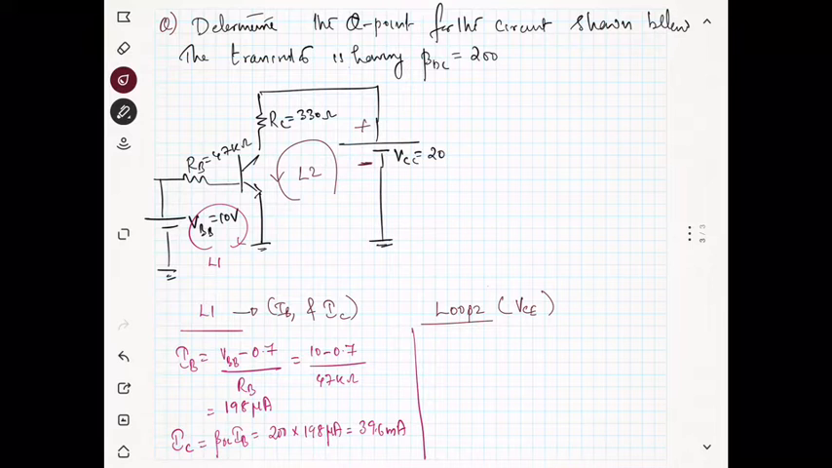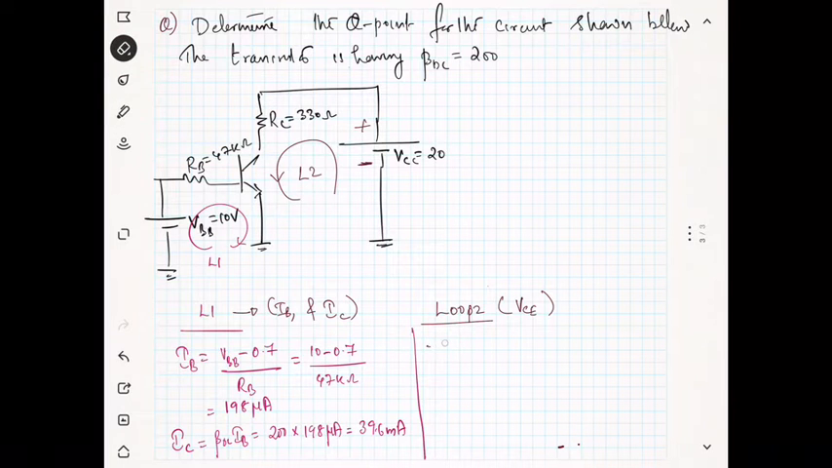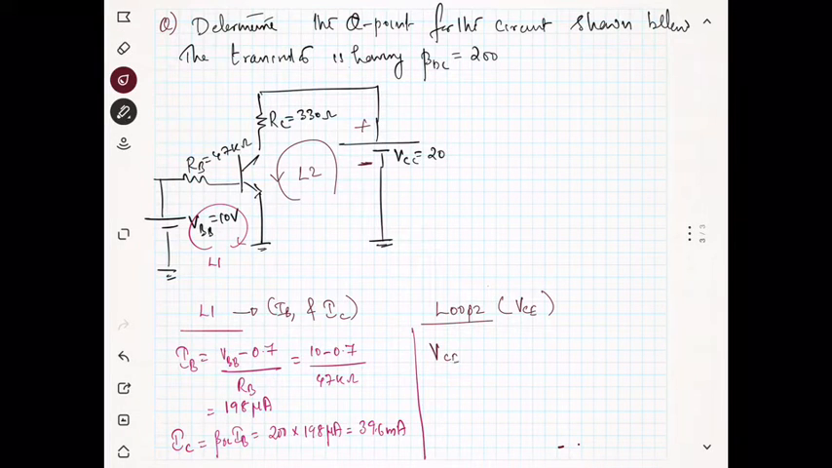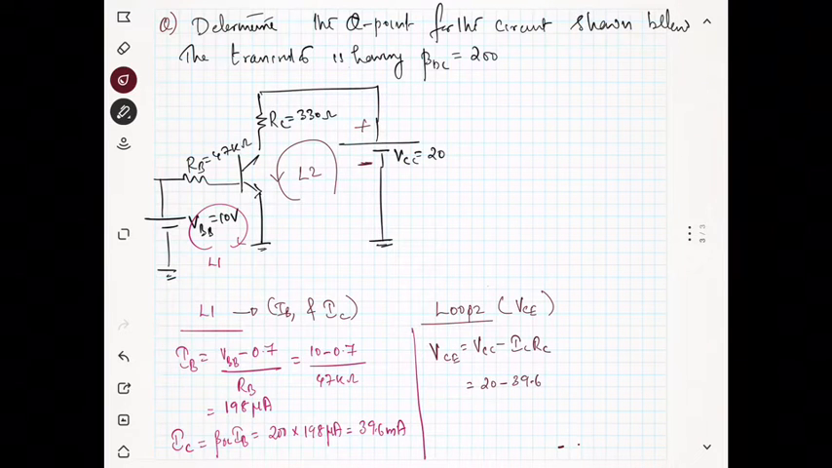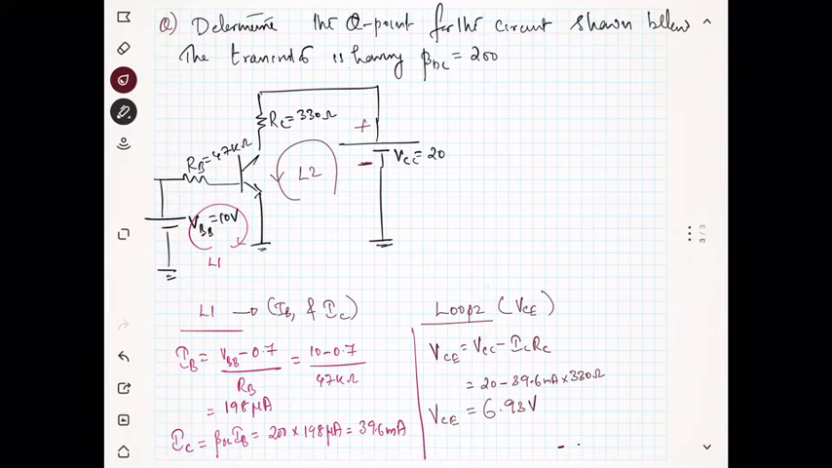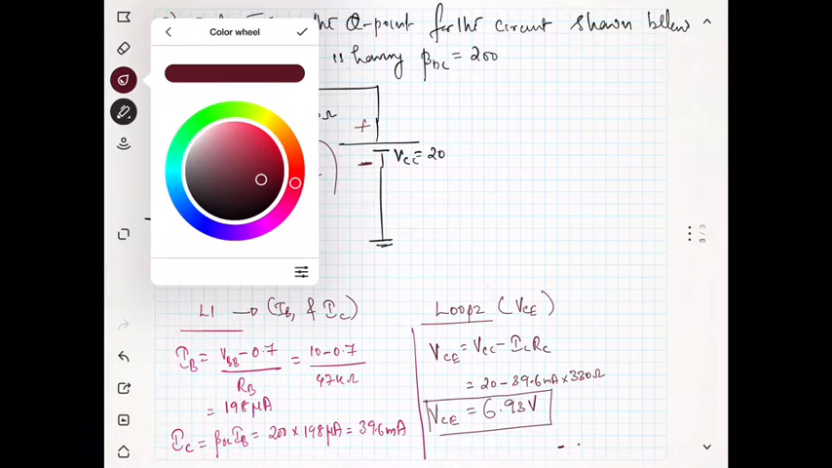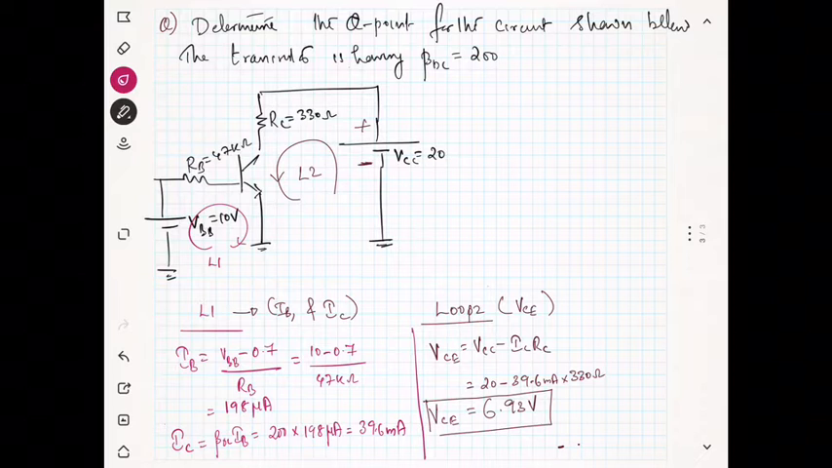So we can get VCE. VCE is equal to VCC minus IC RC. VCC is 20 and IC, you know, is 39.6 milliampere, into RC, RC is 330 ohm, isn't it? So you will be getting it as 6.93 volt. So this is known as VCE, right? So we got VCE, and also we got IC.